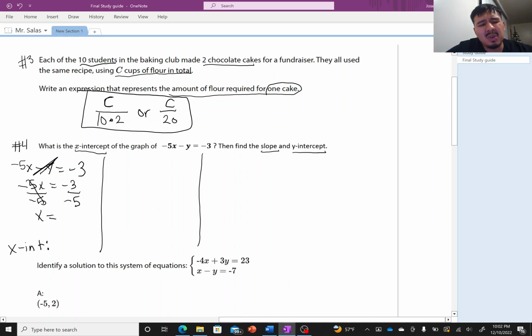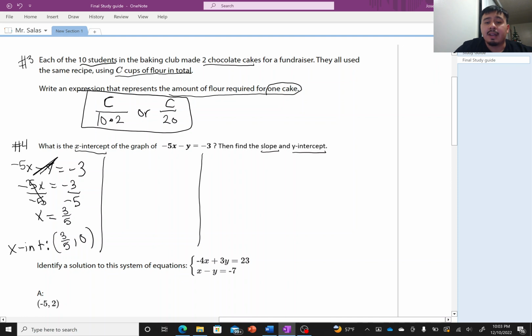We're not going to type that into a calculator. We're just going to keep it as a fraction. But since there's 2 negatives, we get rid of the negatives, and our answer is 3/5. So our x-intercept is going to be 3/5, comma 0. That is our x-intercept.